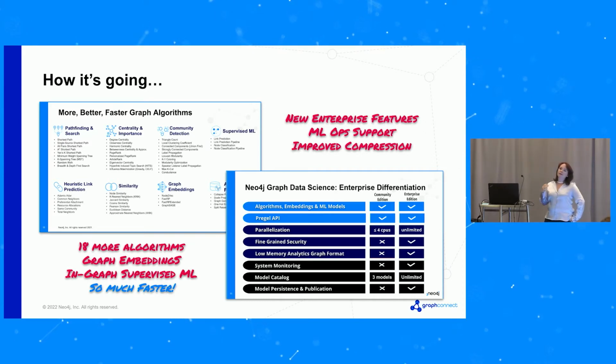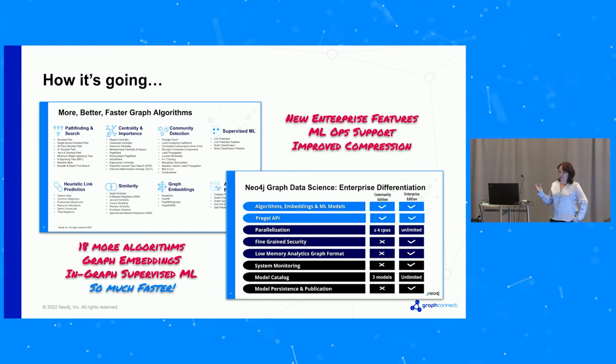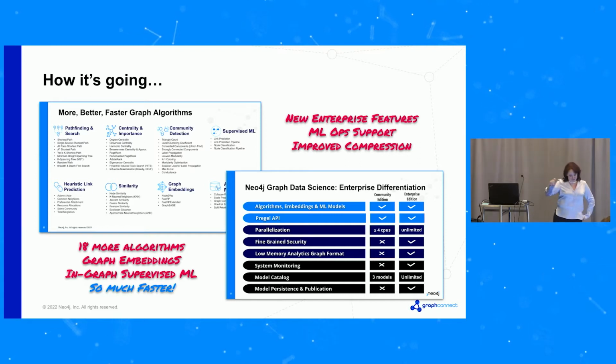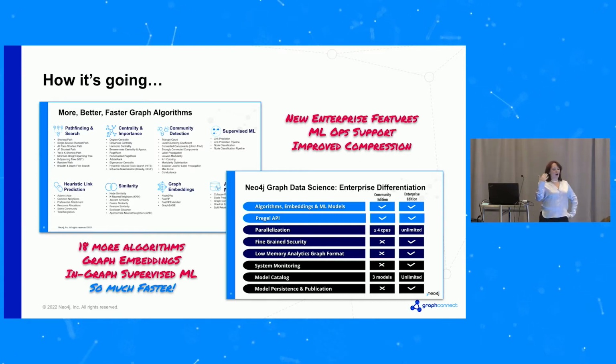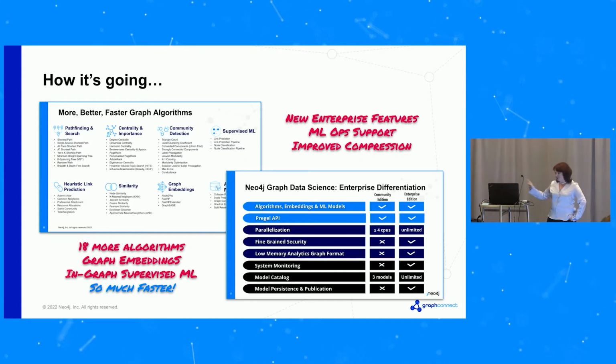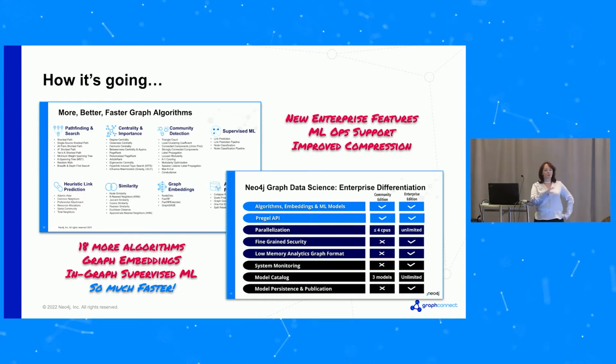We also have really invested heavily in making sure that we can support enterprise workloads, making sure that we can scale into the tens of billions, hundreds of billions of nodes and function. So we've added things like MLOps support and improved compression. If you like compression, we're going to talk a lot about it. One of my engineers is going to talk a lot about it. But we've come a long way.